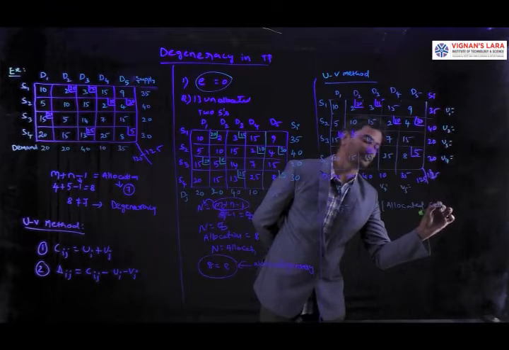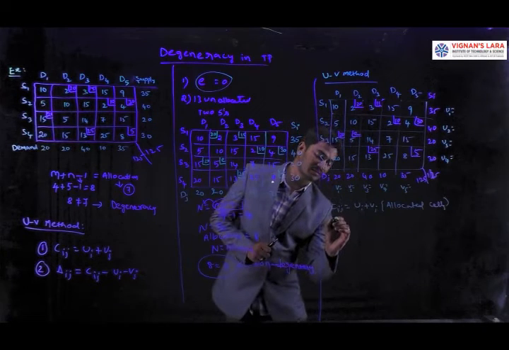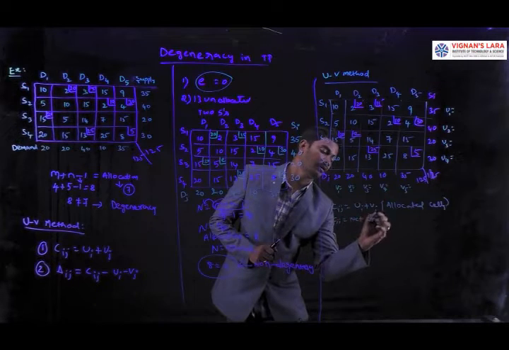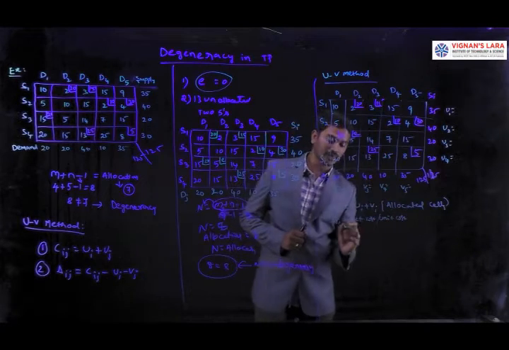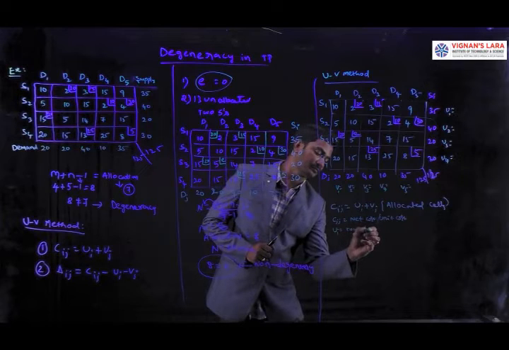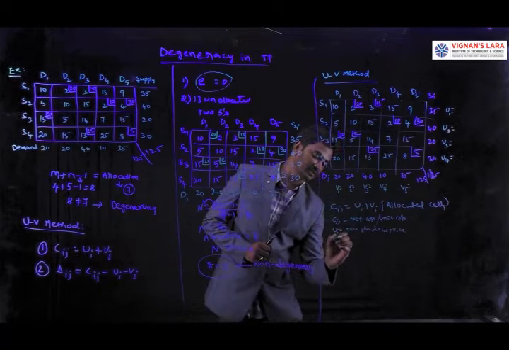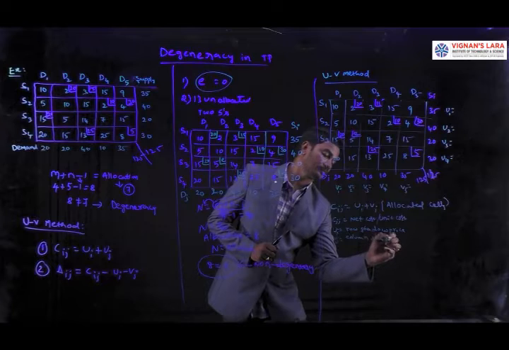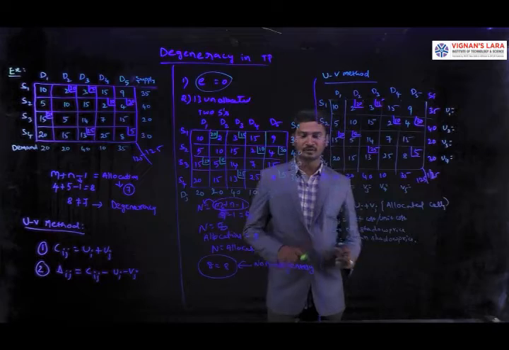Here Cij is called the net cost or unit cost value, available in the table. Next, Ui is called the row shadow price, and Vj is called the column shadow price. From this we are going to calculate.